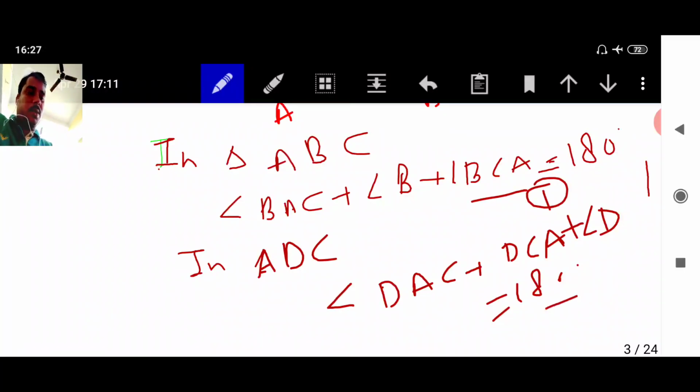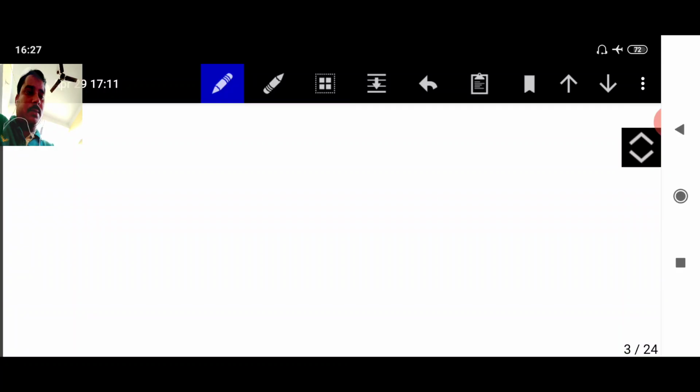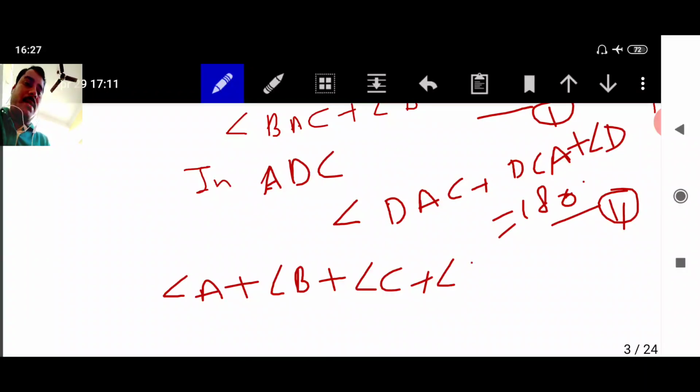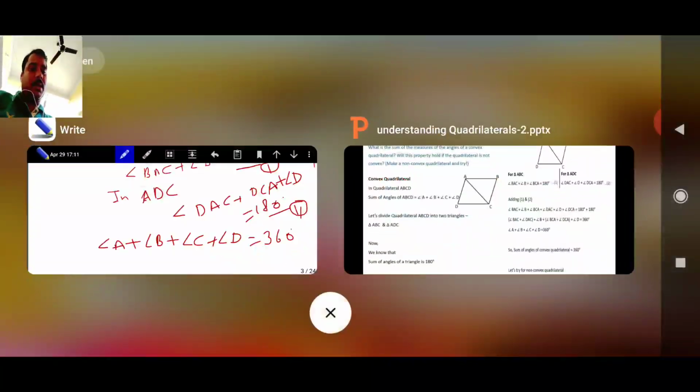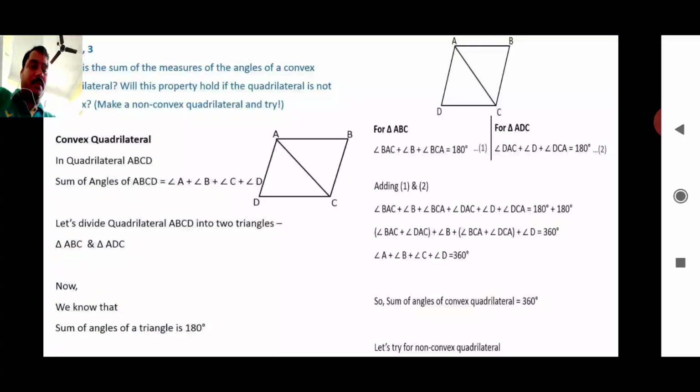Let this be the first equation and this the second equation, and if we join both equations, we get angle A plus angle B plus angle C plus angle D equals 360 degrees. Okay, 180 plus 180 is 360. You can see the solution of the question here.